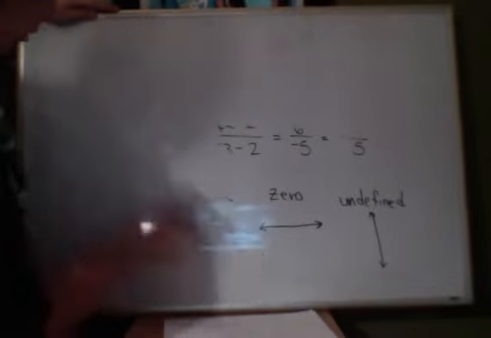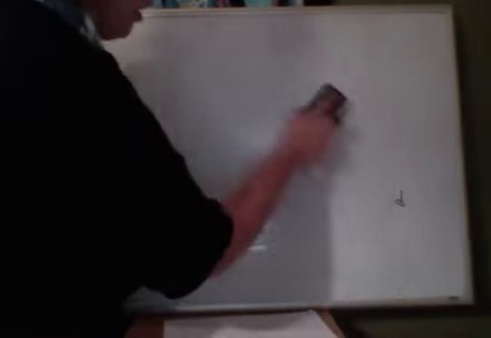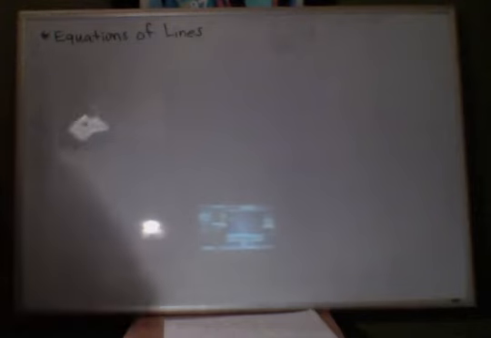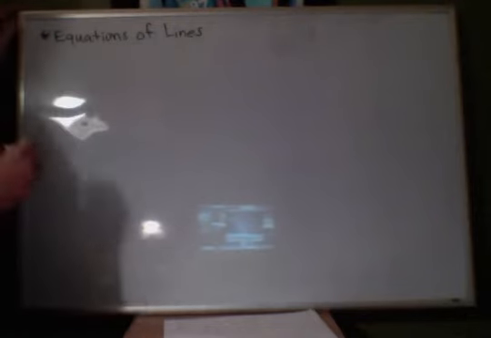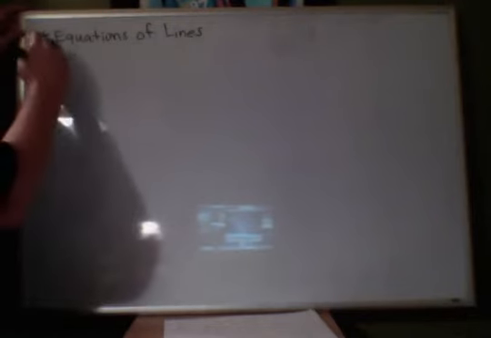At any time that you need to pause and write stuff down, feel free to do that, or rewind so that you can actually get stuff written down. That's fine. The next thing we're going to do is talk a little bit about equations of lines. There are several forms of the equations of lines, so let's talk about those.